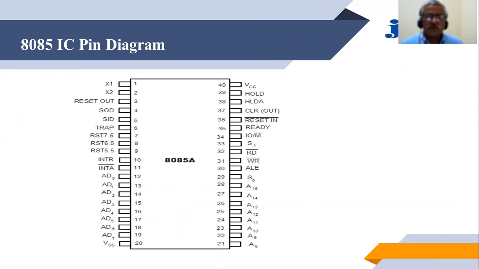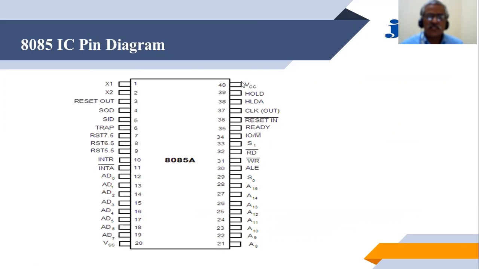Taking a recap of the 8085 IC pin diagram. The 8085 IC is a 40-pin IC as we know, with pin number 1 on the left side when you hold it with the notch or the dot marking on the top, and it goes down to pin number 20, and 21 to 40 on the right side. What we are interested in this video lecture is the demultiplexing process.